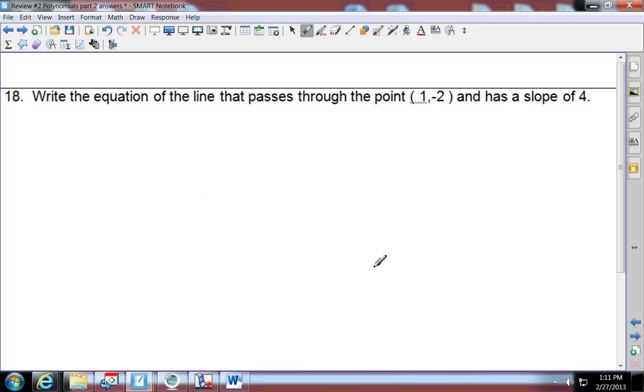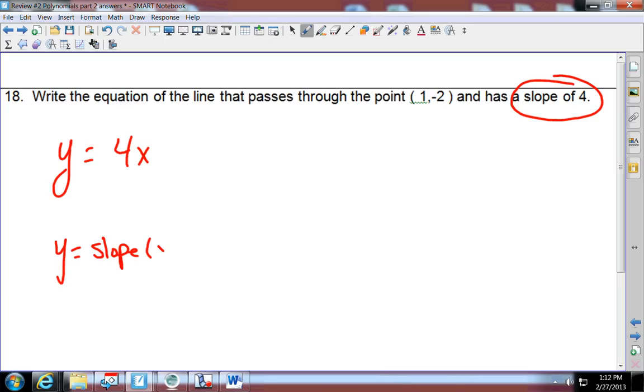Number 18. It says, write the equation of a line that passes through the point (1, -2) and has a slope of 4. I already know my equation starts off y equals 4x. How do I know that? It says the slope is 4, remember, because it's y equals the slope times x plus or minus the y-intercept. The number one mistake is people will put 4x minus 2.